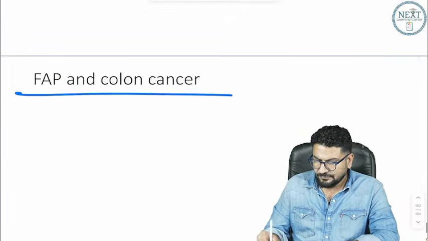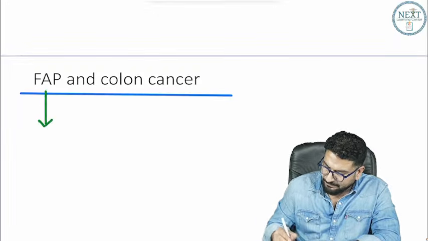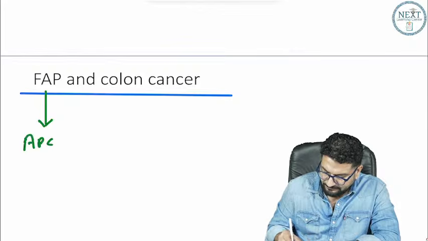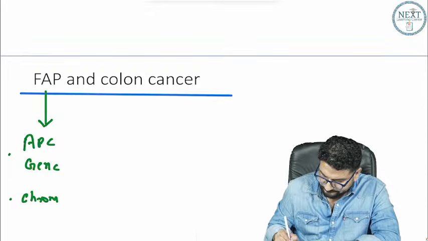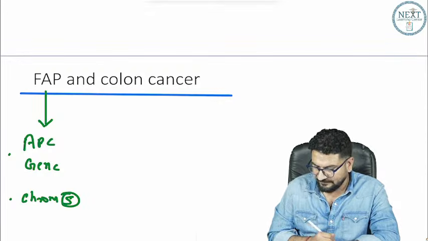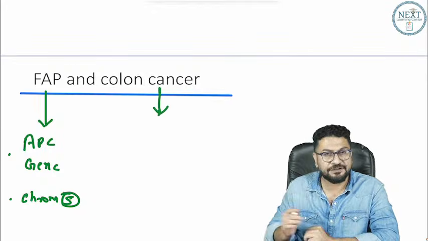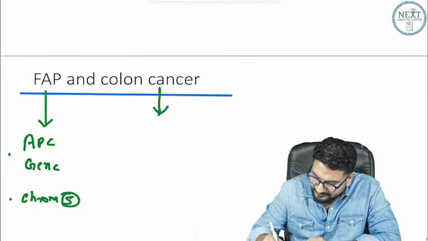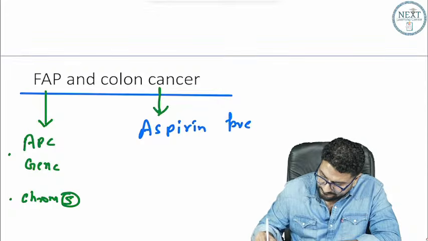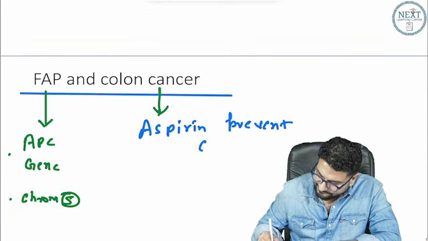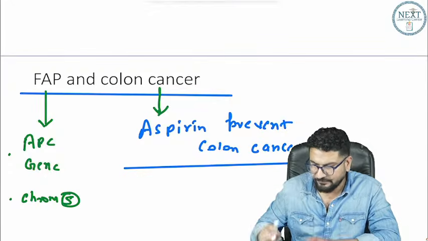Okay, now they ask you a question on FAP and colon cancer, familial adenomatous polyposis. So FAP is the APC gene, chromosome 5. And colon cancer, just remember, FAP can convert into colon cancer. In colon cancer, they ask you which drug is protective. So they ask you aspirin prevents colon cancer. So these are the list of topics which you have to study from your main notes when you revise the content.